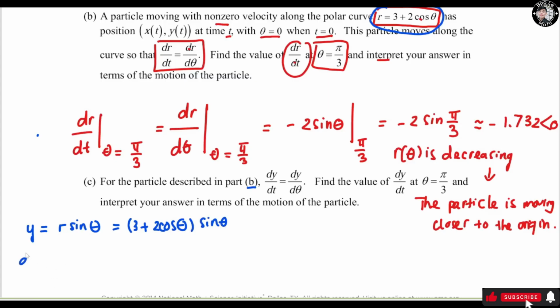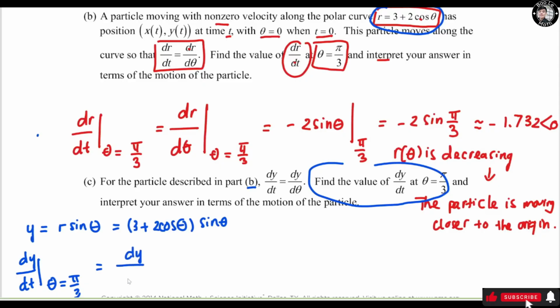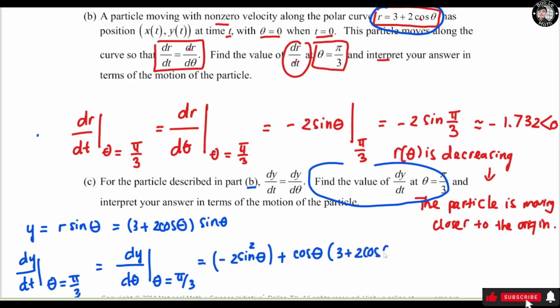Now we have dy over dt at theta equals pi over 3. This is what we need to find right here. It's going to be dy over d theta at theta equals pi over 3. Now we need to take the derivative of this one with respect to theta, so we're going to use the product rule. Negative 2 sine theta times sine theta is going to be sine square theta, plus the derivative of this guy is going to be cosine, so it's going to be cosine theta times (3 plus 2 cosine theta).